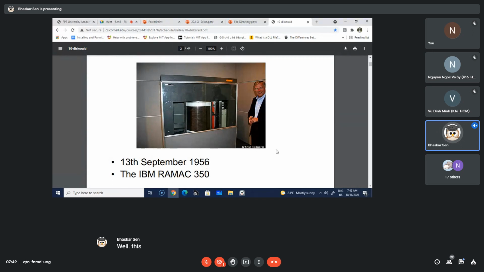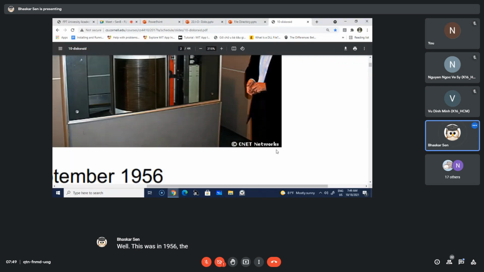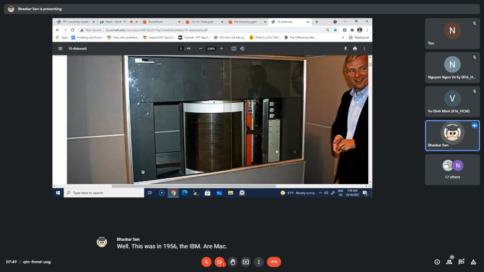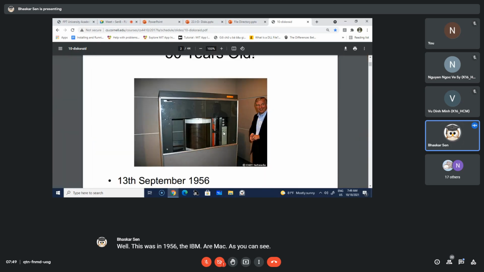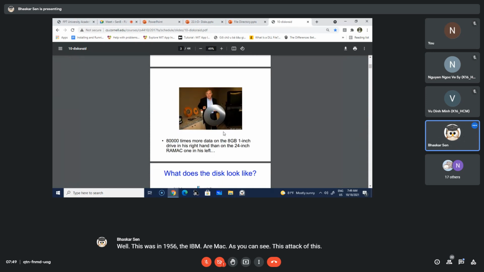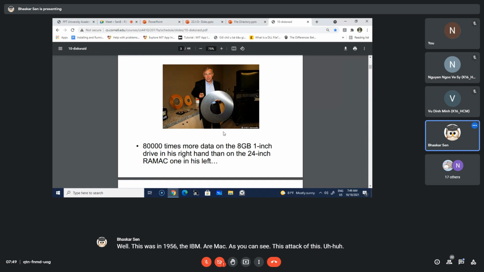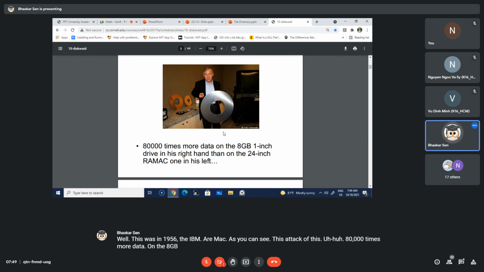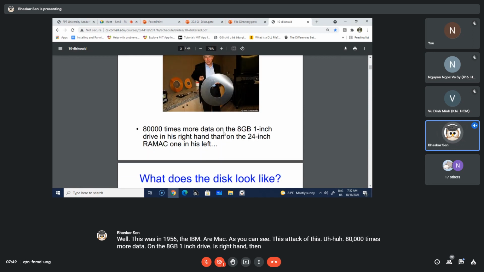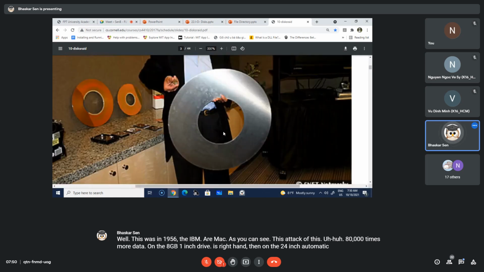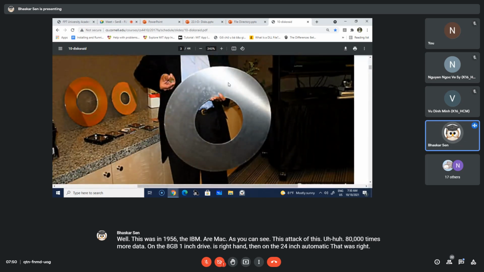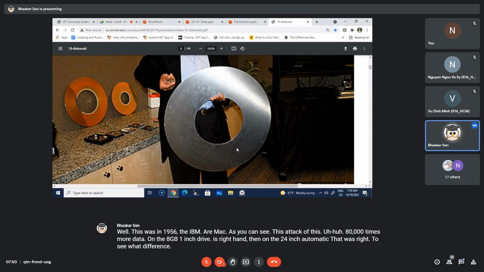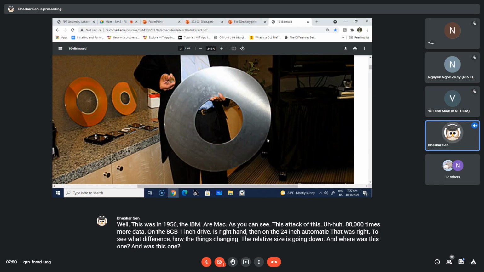This was in 1956, the IBM RAMAC, as you can see, a stack of disks. There is 80,000 times more data on the 8 GB 1-inch drive than on the 24-inch RAMAC. So see what a difference, how things are changing. The relative size is going down.